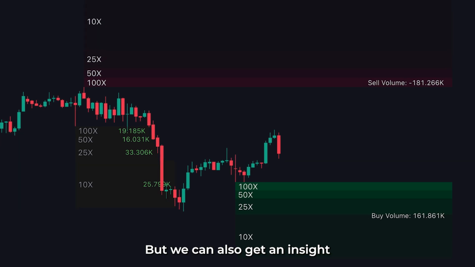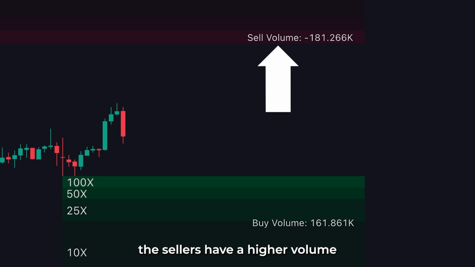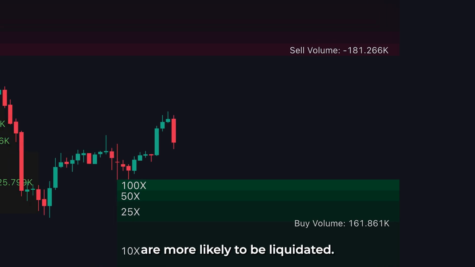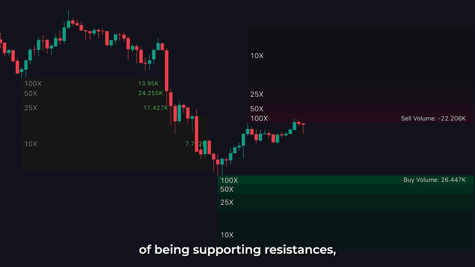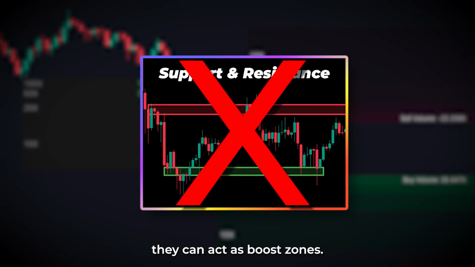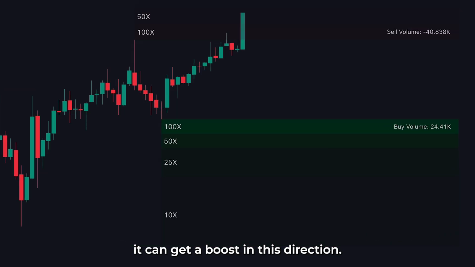But we can also get an insight into buying and selling pressure. We can see who is more in control of the market. For example, here the sellers have a higher volume and therefore longs are more likely to be liquidated. The other way of looking at these zones is instead of being support and resistances, they can act as boost zones. When price enters these zones, it can get a boost in this direction.